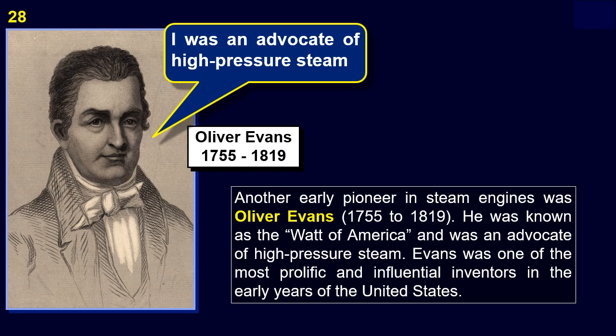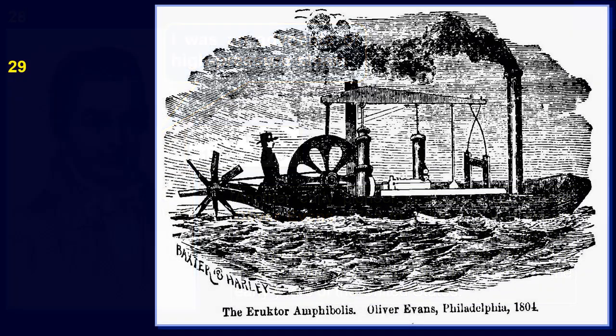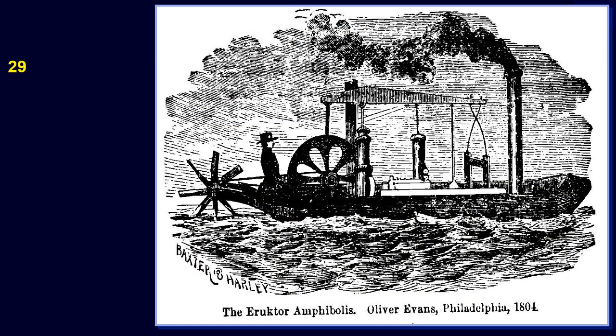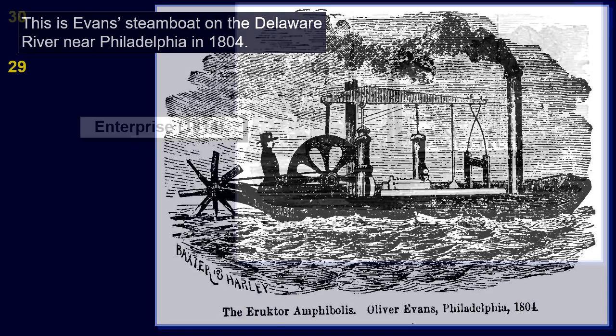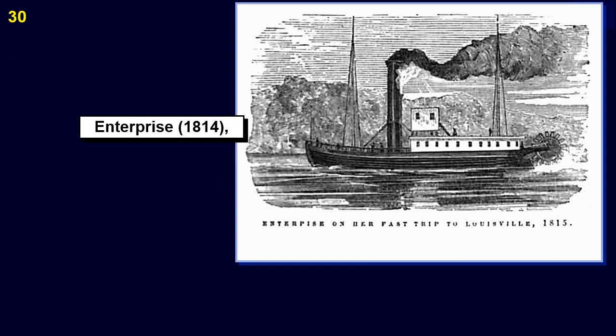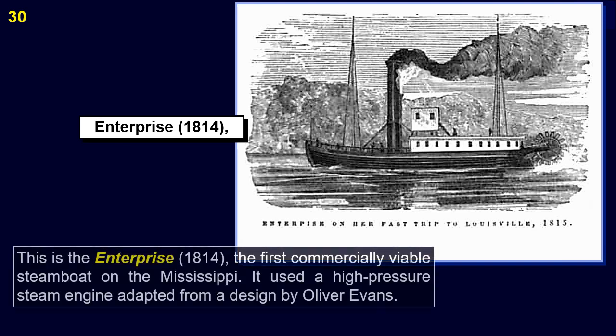Evans was one of the most prolific and influential inventors in the early years of the United States. This is Evans' steamboat on the Delaware River near Philadelphia in 1804. This is the Enterprise, 1814, the first commercially viable steamboat on the Mississippi. It used a high-pressure steam engine adapted from a design by Oliver Evans.